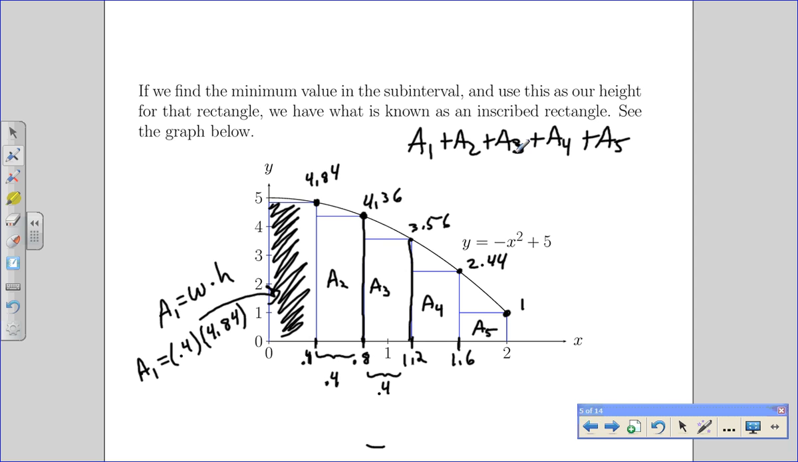Now, you'll notice that when I do this, I get a little bit of error on each of these. So there's a little bit of space in here which is not accounted for, and a little bit of space in here which is not accounted for. And this red part is the error.